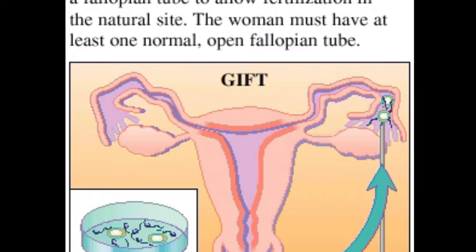Before fertilization has occurred in this process, first the egg and sperm are collected in a syringe and then the unfertilized egg and sperm are transferred into the fallopian tube. All the process happens after that in the fallopian tube. So when gametes are transferred into the fallopian tube, that is called gamete intrafallopian transfer.